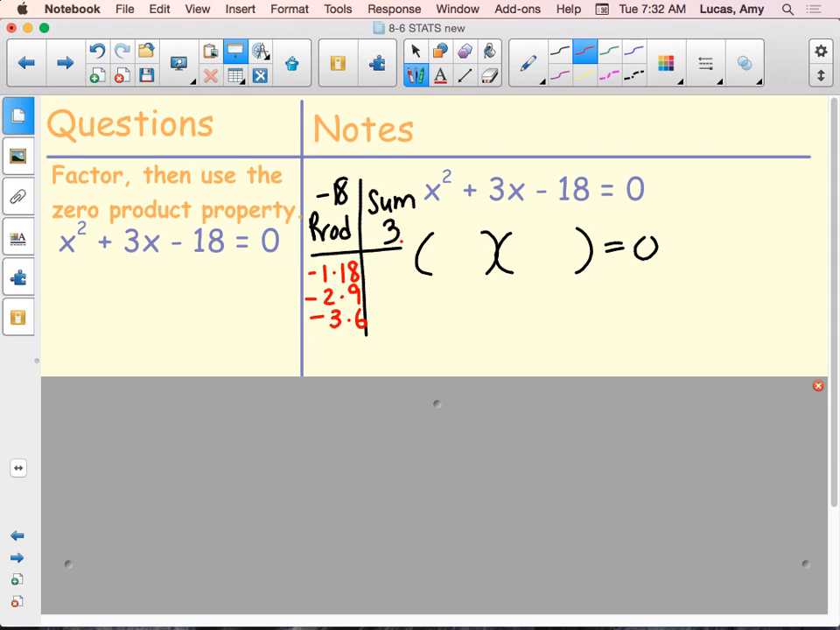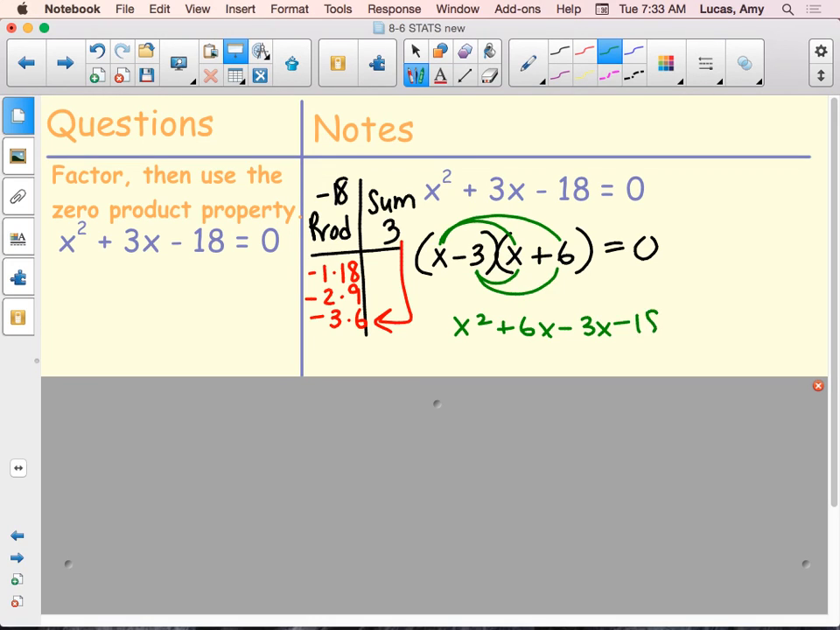So I can stop right here. My sum of 3. So x squared means that my binomials start with x times x. And I need negative 3 and positive 6. So if I FOIL this, I get x squared plus 6x minus 3x minus 18. And then if I combine together the two terms in the middle, I do get 3x. So I factored it correctly.